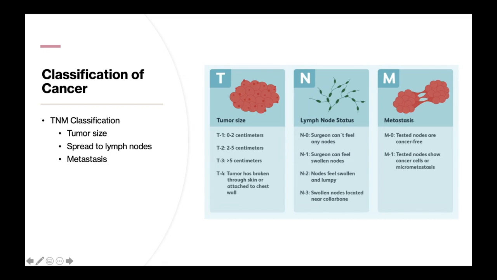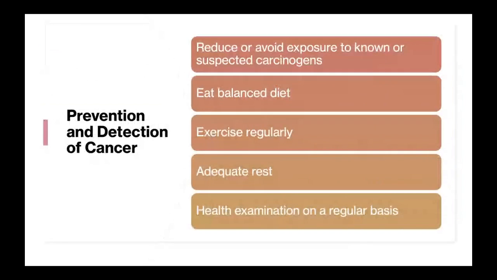Anyway, so the second one, N, is talking about lymph node status. Has it spread to the lymph nodes? If no, it's an N0. It's an N1 if the lymph nodes around it are swollen. It's an N2 if they're swollen and lumpy. And swollen nodes that are not necessarily near the primary tumor would be an N3. And then metastases are easy: M0, no mets, and M1, yes, we have mets. It's mostly just doctors using that grading system.